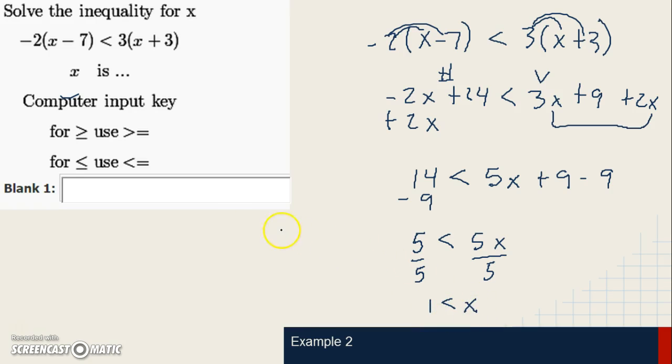Since the computer has x on the left side, I've got to flip this inequality. So 1 is less than x is the same thing. I'm going to come up here and type that in. X is greater than 1.